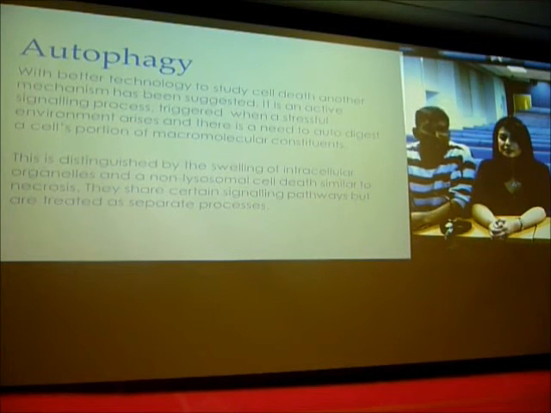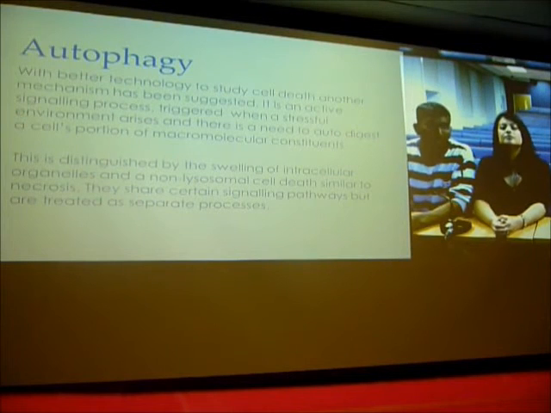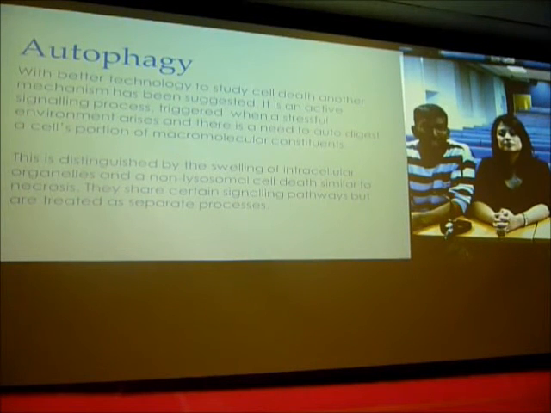Another mechanism has been suggested to lead to cell death: autophagy. This is an active signaling process triggered when a stressful environment arises and there is a need to auto-digest a cell's portion of macromolecular constituents. This is distinguished by the swelling of the intracellular organelles and the non-lysosomal cell death similar to that of necrosis.